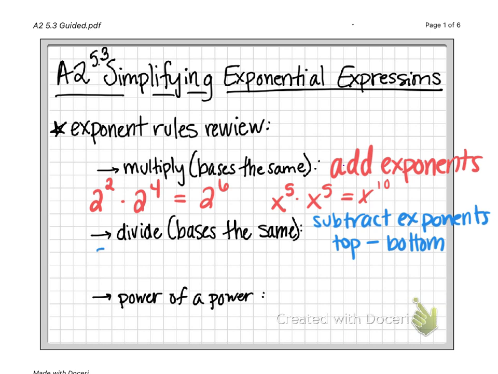So if you have like 3 to the 1st over 3 to the 3rd, the bases are the same. They're both 3. So we subtract the exponents, which is 3 to the 1 minus 3, which is 3 to the negative 2nd. We cannot leave that negative exponent. Remember, when we move it across the fraction bar, it changes the sign of the exponent. So our simplified version is 1 over 3 squared.